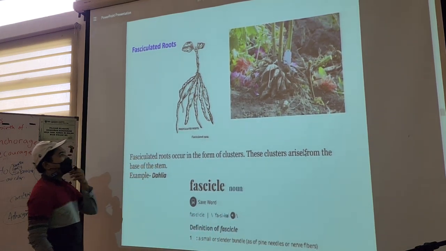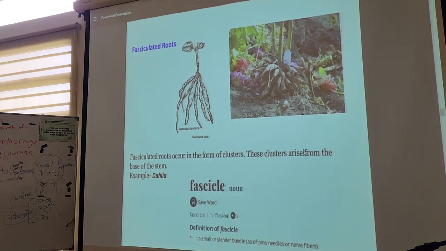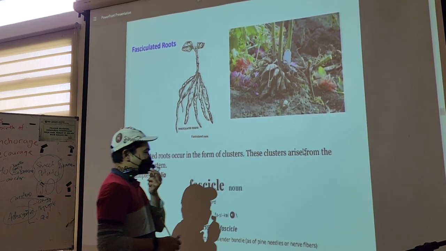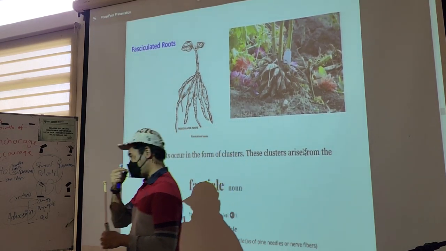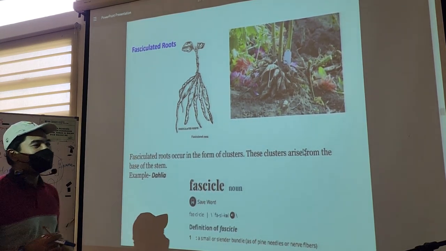Okay. And a good example for this is the root of dahlia. I don't think we have dahlia in our country. Oh, we have. Okay. So you come in bundle? I have somebody I know named Dahlia. Yeah, but she's 80 years old. Orang putih. Dahlia Steven.